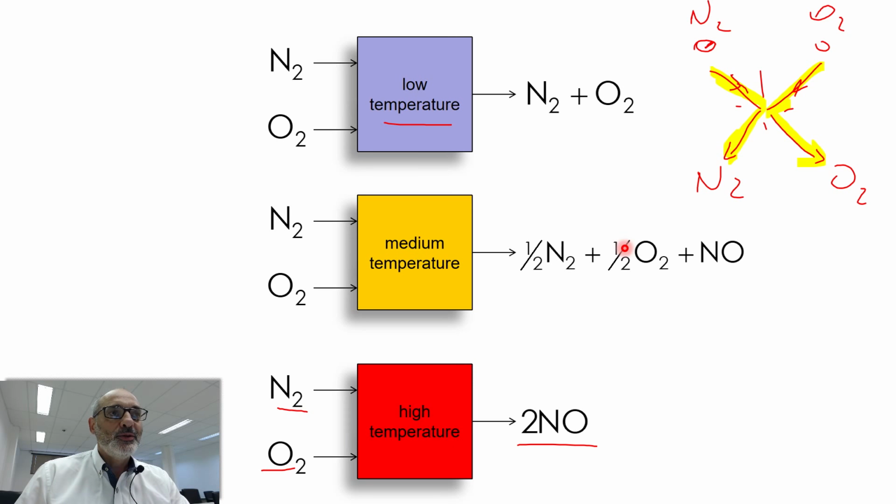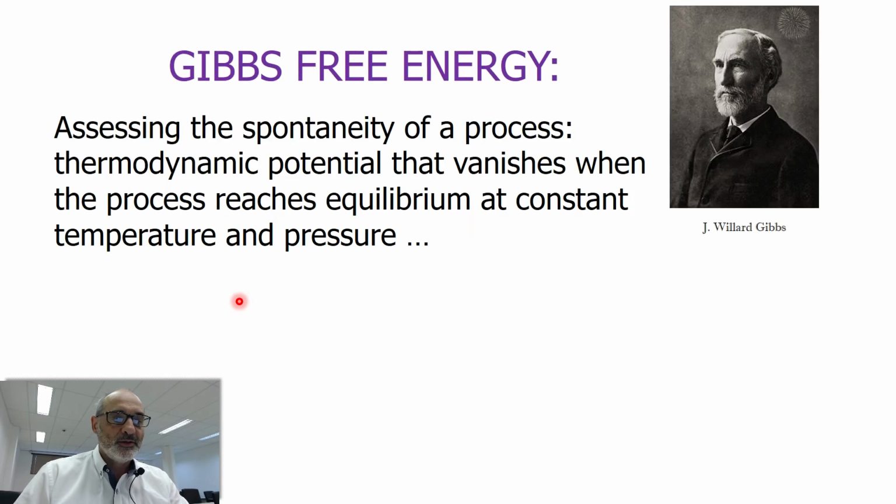Let's try to assess how spontaneous the process is. N2 mixing with oxygen but not reacting is a spontaneous process at low temperature, and N2 and O2 reacting to give NO is a spontaneous process at high temperature. So temperature influences the spontaneity of a process, and we're going to have to take this into account.